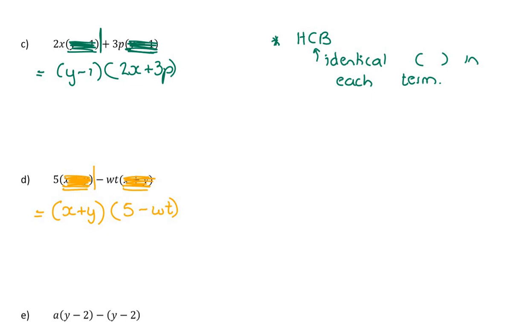I multiply out, I can check my working. So if I take x plus y times 5, I get 5 times x plus y. And if I say x plus y times negative wt, I get negative wt times x plus y. So it's exactly the same concept as our previous lesson.